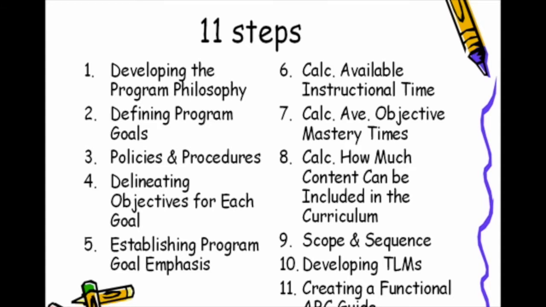Step 1 will be developing our program philosophy. In addition, I'm going to ask you to develop not only your program philosophy, but describe the values that you have, what educational beliefs are part of your philosophy, and develop a mission statement. The second step of the ABC model is defining your program goals. Those are your big things that you want your students to know by the time you're done with the program.